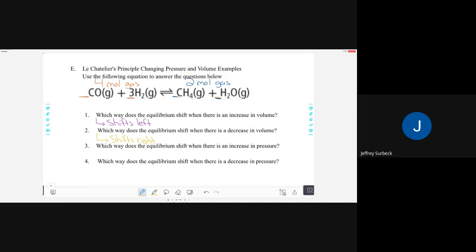Okay, number 3, which way does the equilibrium shift when there's an increase in pressure? It's got to relieve itself. Right, because that's the least number of moles of gas, yes. So we shift right again. And then talking about our last item here, shift left, why? Because the volume goes up. Decrease in pressure shifts to the side with the most moles of gas, which is that left-hand side with 4, okay? So on this one, we would say it shifts to the left.